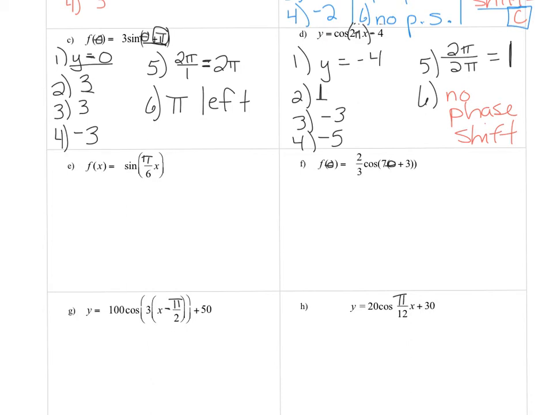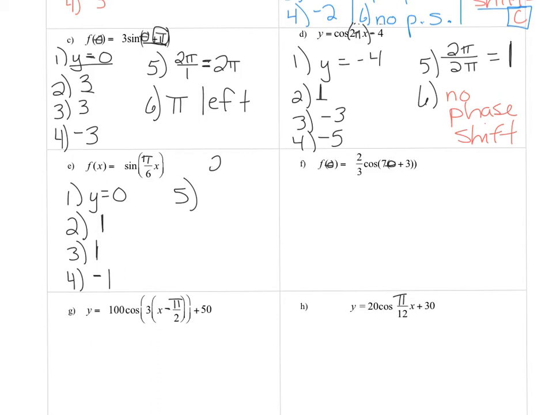Okay, so looking at this one, just y equals 0 for the midline. Amplitude is 1, which makes the highest it goes +1, the lowest it goes -1.